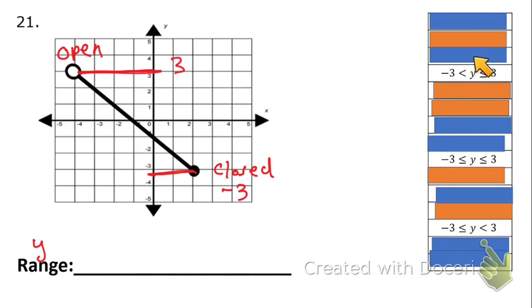So as we look down our list, -3 has to be closed. So that's not it. Okay. All right, this one's it. Let's look at that one. Okay, but that one is closed, so that's wrong. Okay, so now we're left with -3 less than or equal to y less than 3. So -3. Okay, closed means it has a line. Open means no line.